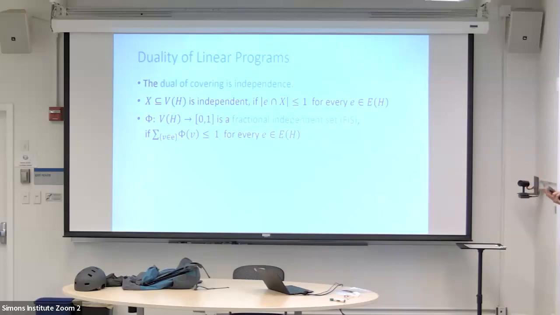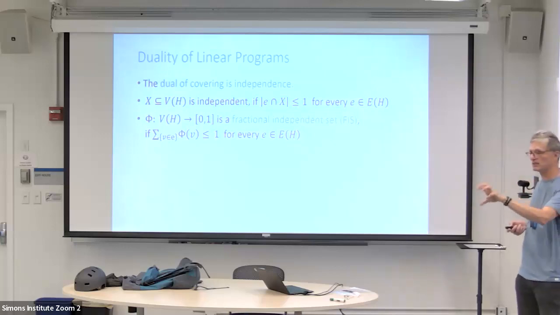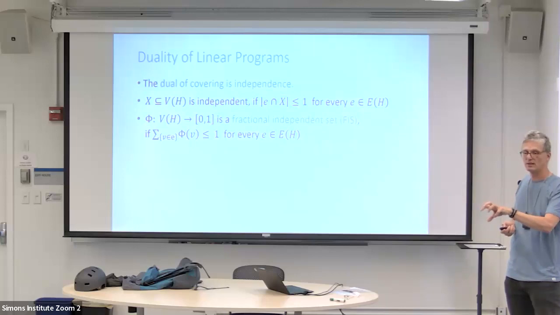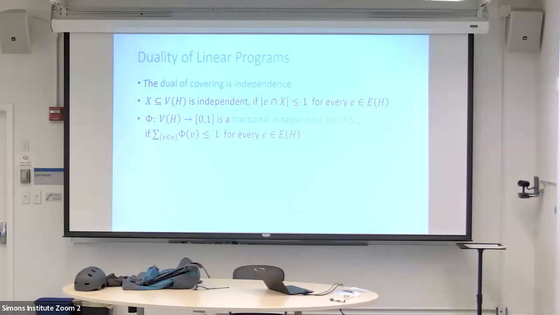Yeah, so a set of vertices is independent if its intersection with every edge is less than or equal to 1. Again, we can drop the integrality condition here, because we can think of the integral independent set problem as assigning weights to the vertices, and the total weight of the vertices contained in every edge must be at most 1. And again, we can take the fractional relaxation of that.